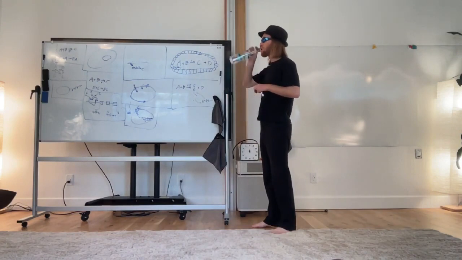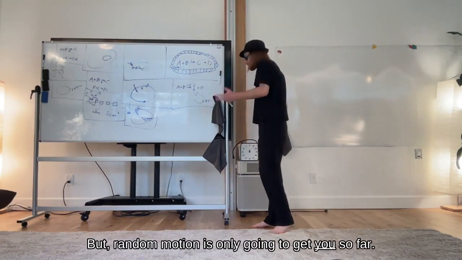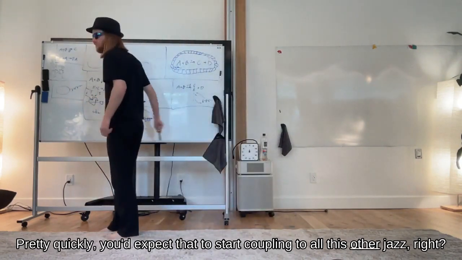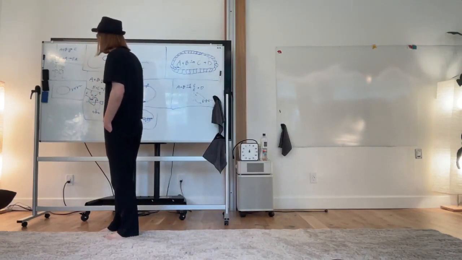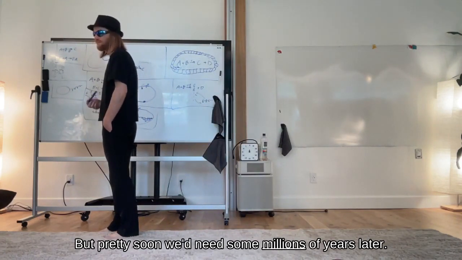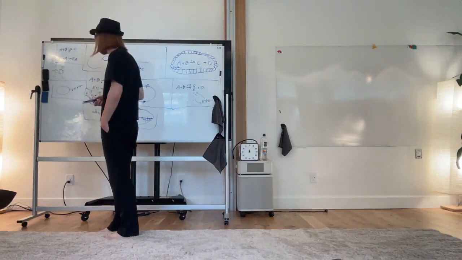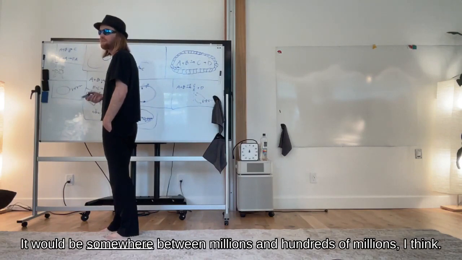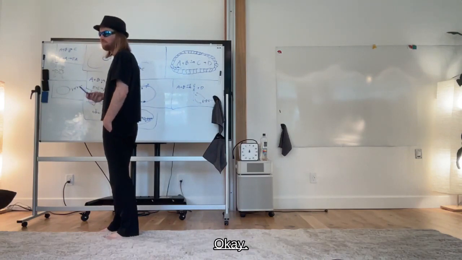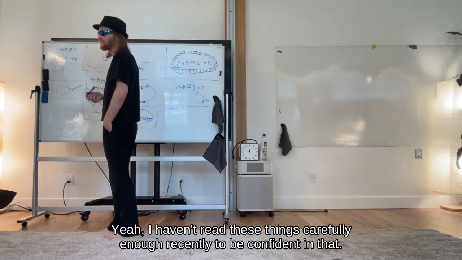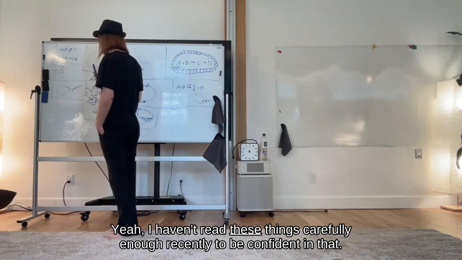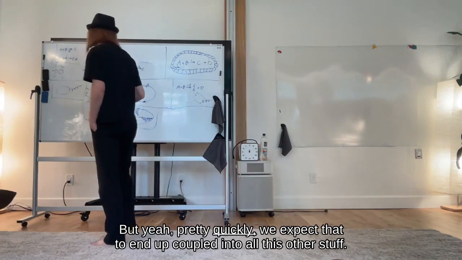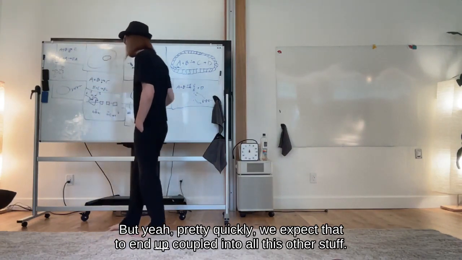But random motion's only going to get you so far. Pretty quickly, you expect that to start coupling to all this other jazz, right? Yep. But pretty soon we need some millions of years later. Presumably, yeah, exactly. I'm actually not that clear on the time scales. It would be somewhere between millions and hundreds of millions, I think. Okay. Yeah. I haven't read these things carefully enough recently to be confident in that. But yeah, pretty quickly we expect that to end up coupled into all this other stuff.